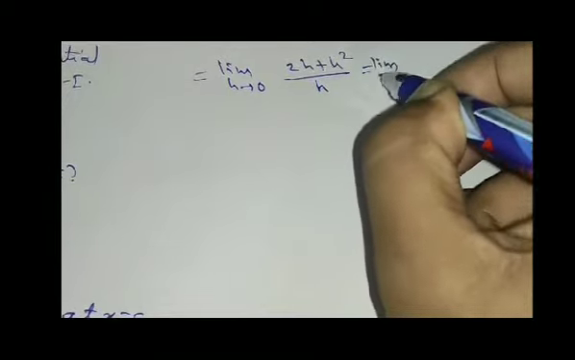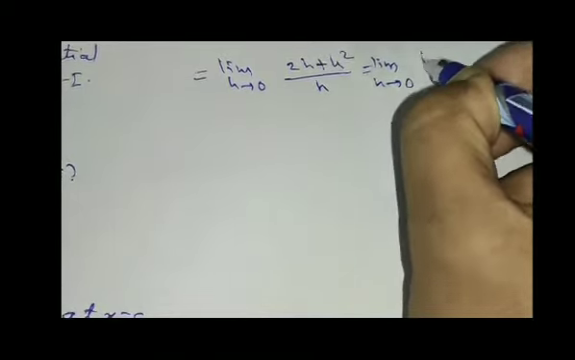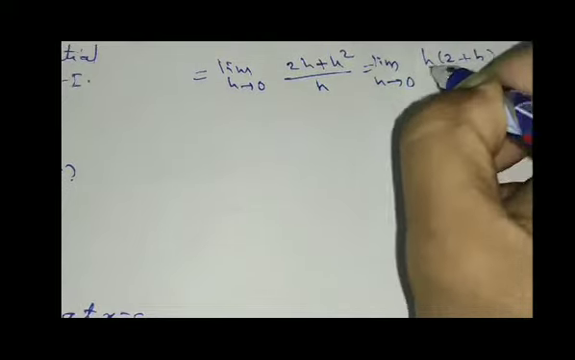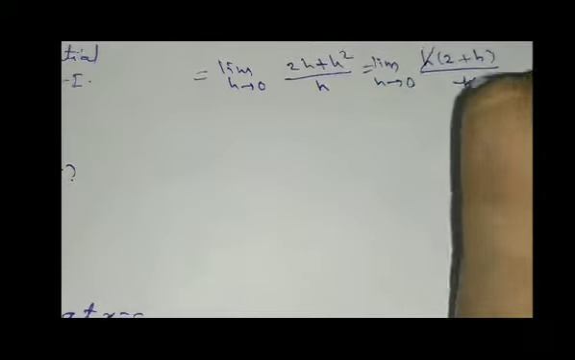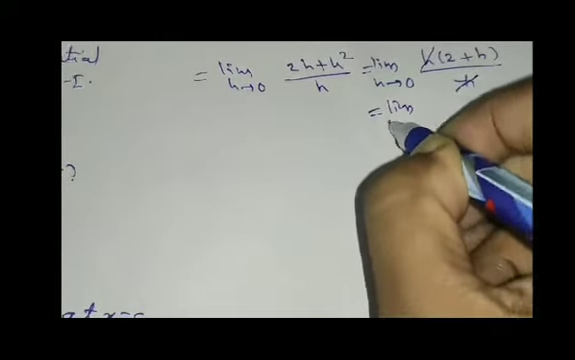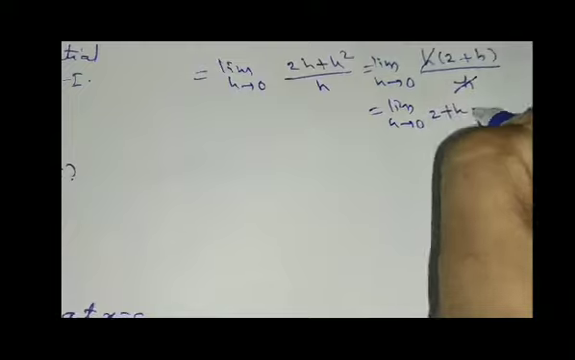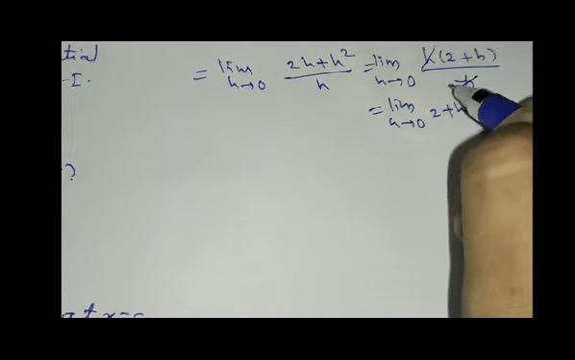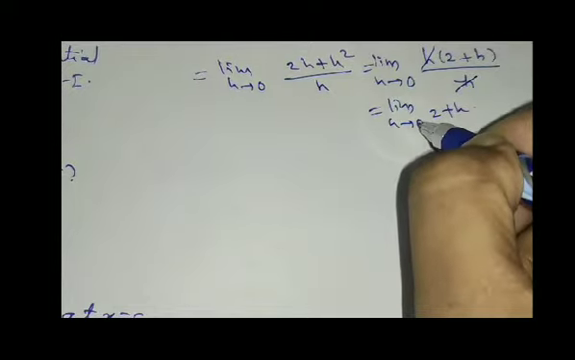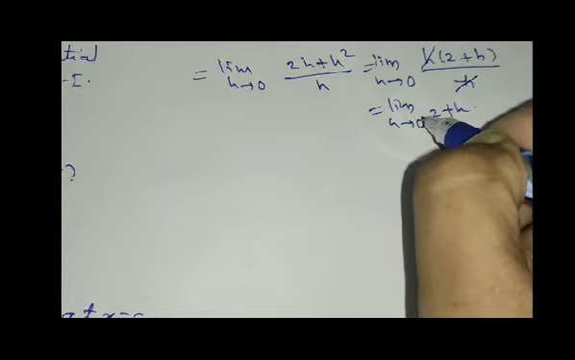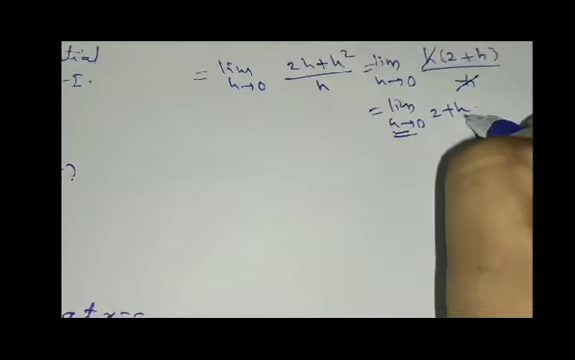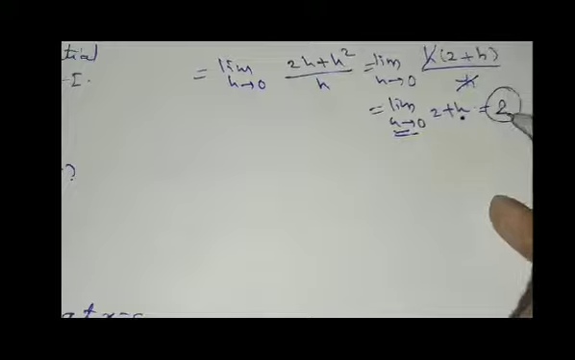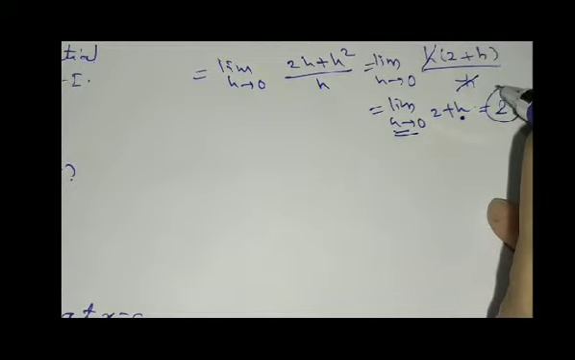So from numerator and denominator we can take h common. Taking h common, h times (2 plus h) divided by h. So h cancels, and we get the limit as h tends to 0 of 2 plus h. Here, when h approaches 0, h is negligible, that is 0, then our limit tends to 2.